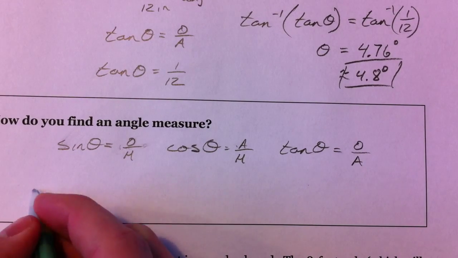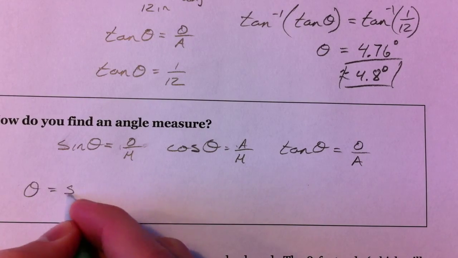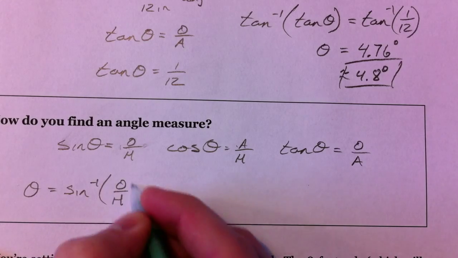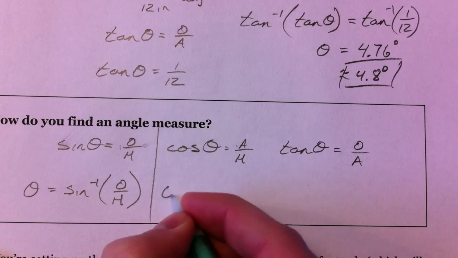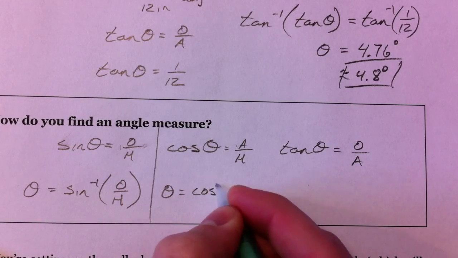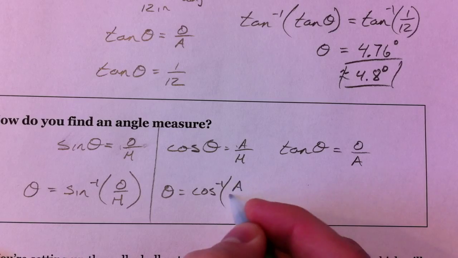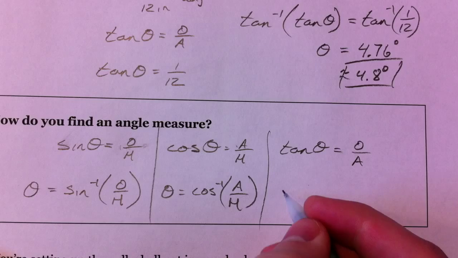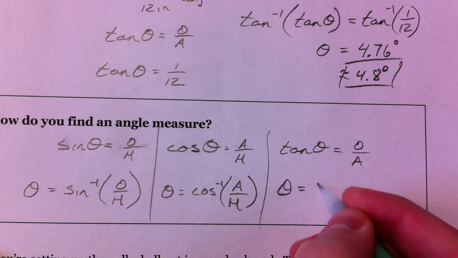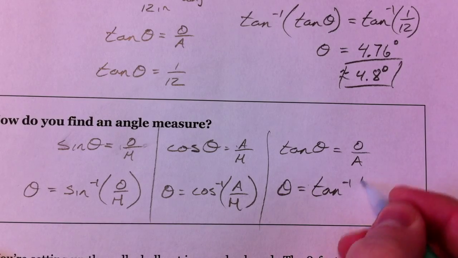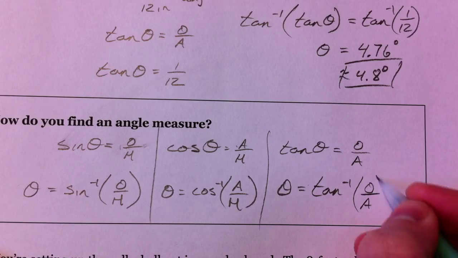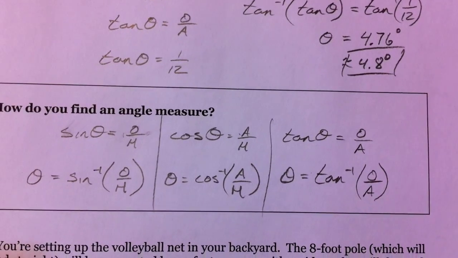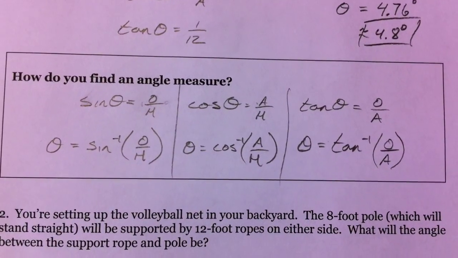So you could take inverse sine of opposite over hypotenuse to get that angle. You could take inverse cosine of adjacent over hypotenuse to get that angle. You could take inverse tangent of opposite over adjacent to get the other angle. And that's what we just ended up doing.